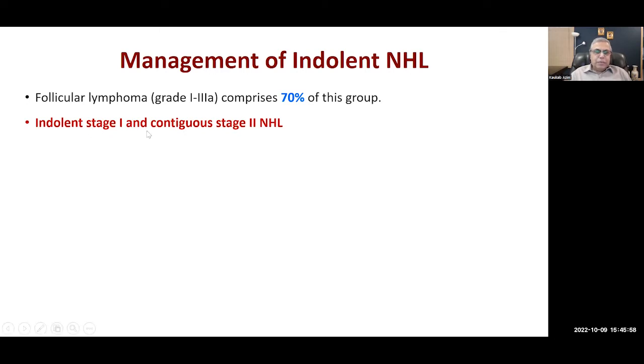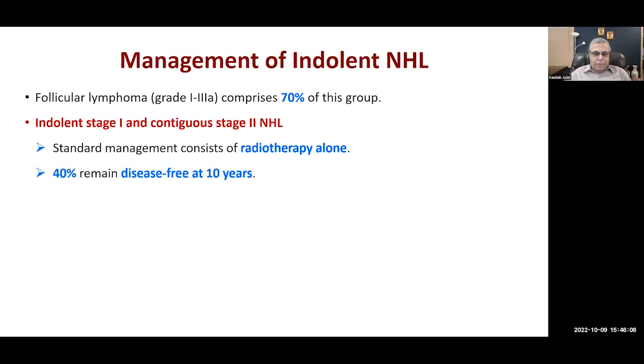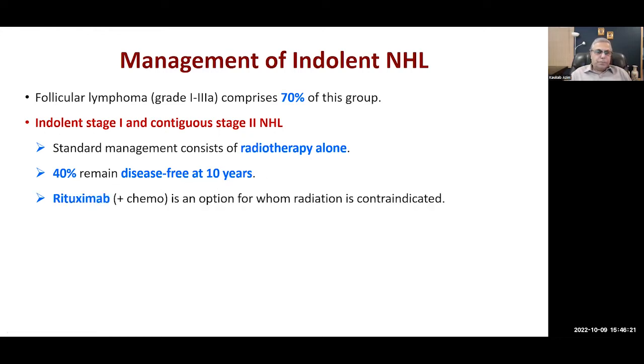Stage 1 and contiguous stage 2. Contiguous means they have gone out of the lymph node into the adjacent tissue. Standard management is radiotherapy alone. It is site-specific radiotherapy. And 40% with radiotherapy remain disease-free at 10 years. So very good prognosis.